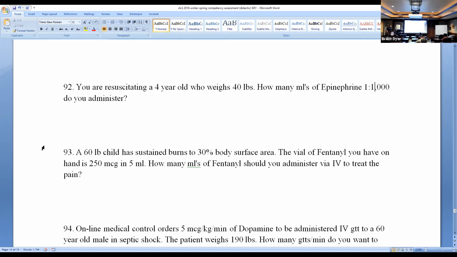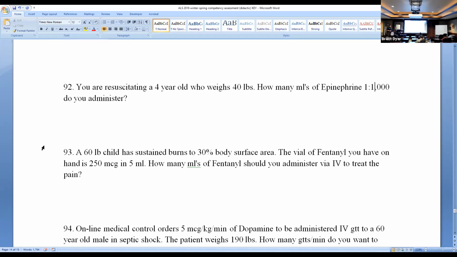So the dosage is 0.01 milligram per kilogram for epi 1 to 1,000. It's actually the same dose for epi 1 to 10,000 that a paramedic would use. So you've got a 4-year-old. What you want to do is divide pounds in half and then take away 10% of that number. That is the same thing you would get if you divided it by 2.2.